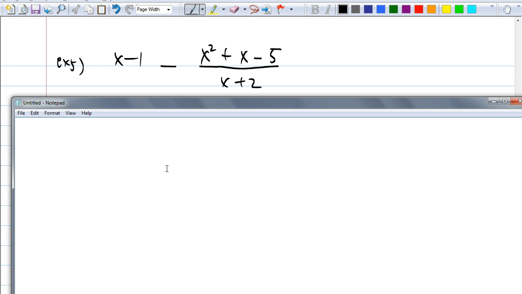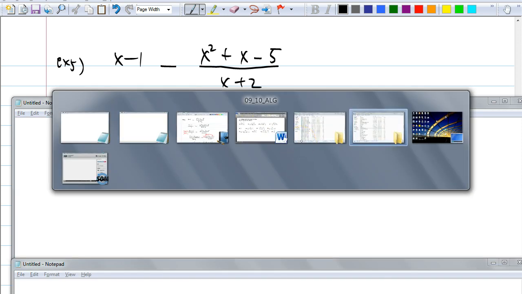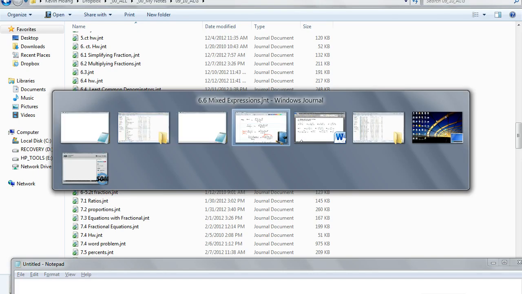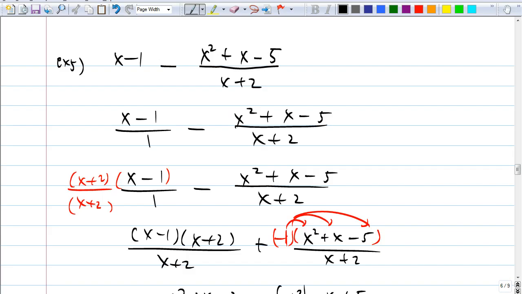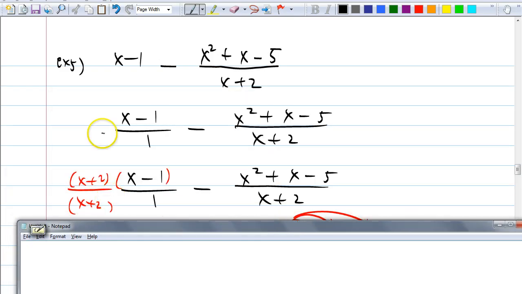All right, so who can tell me what to do first? How about Claire? What should I do? You should make the denominator x plus 2. So you multiply x plus 2 over x plus 2 on the left side. Yes, so I'm going to multiply top and bottom of the first fraction, which really is x minus 1 over 1, by x plus 2 over x plus 2. Good, then what do I get when I do this, Jason?